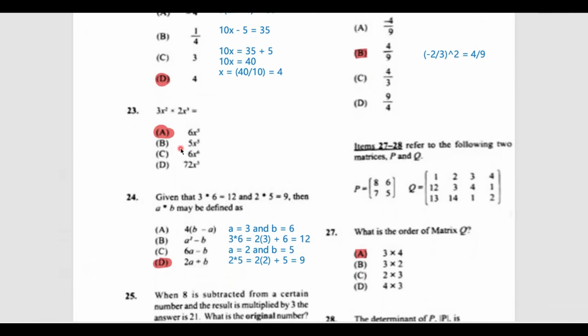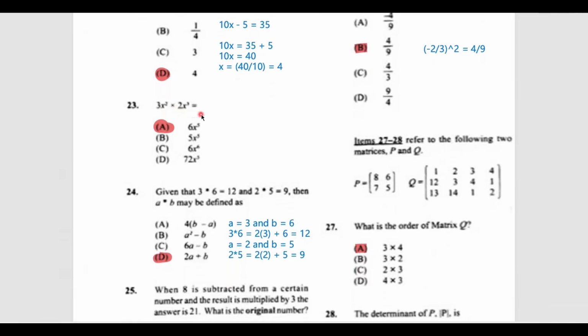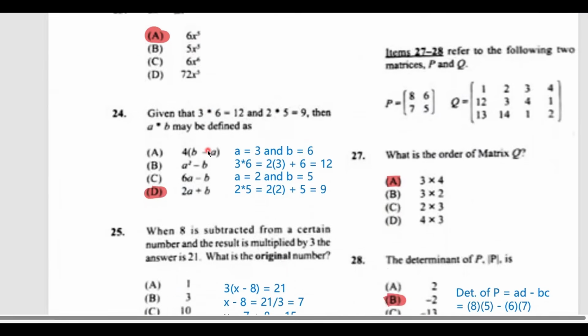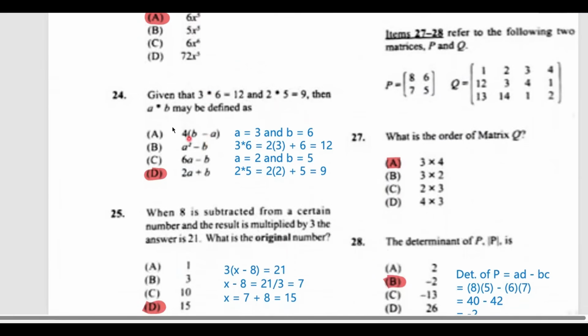That's D. 23. 3x squared by 2x cubed equals what? 3 2s are 6, and you add the powers on top. Sorry if you may not be seeing it, but the power here, 2 add 3 is 5. And therefore you give your 6x to the power 5. Remember, you add your indices when you multiply. So let's make the screen a little bigger for you all.